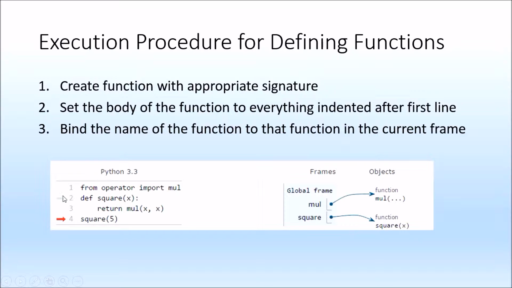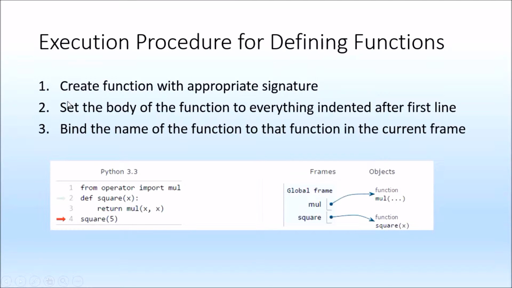Notice I defined it a little differently. Doesn't really matter. When I define this function square, I'm going to create the function with the appropriate signature. This is my function signature right there. Then I'm going to set the body of the function to everything indented after the first line. One thing I didn't mention is that every time you define a function, you want to indent the next line. Usually just press tab, or there is some standard way to do 4 spaces or something. Honestly, it doesn't really matter.